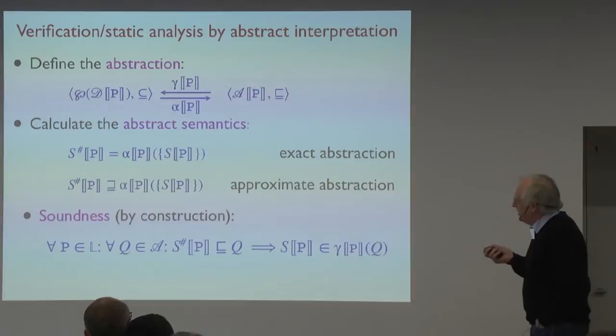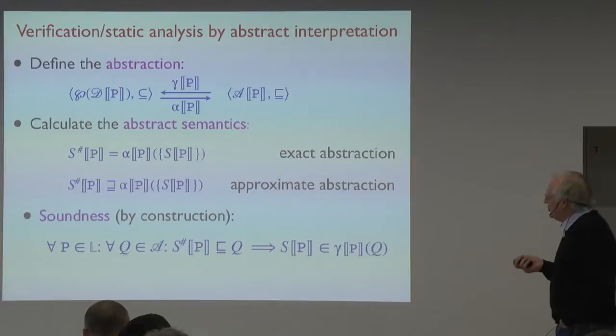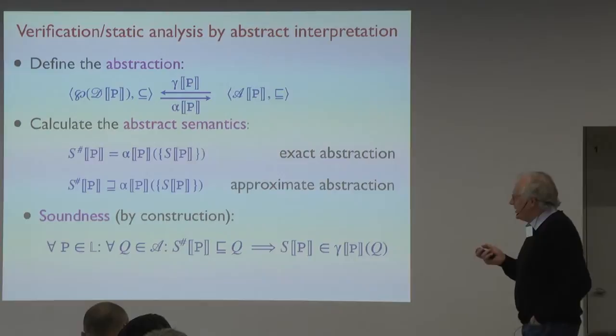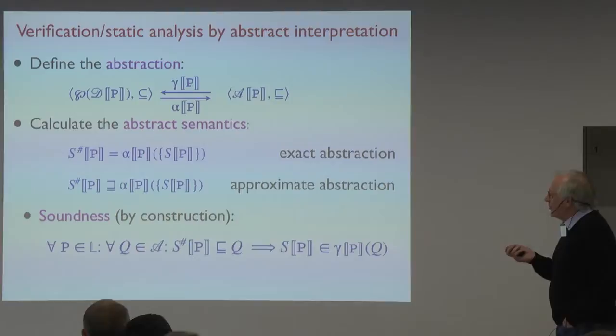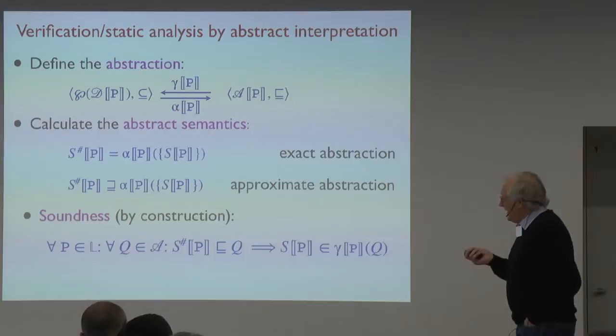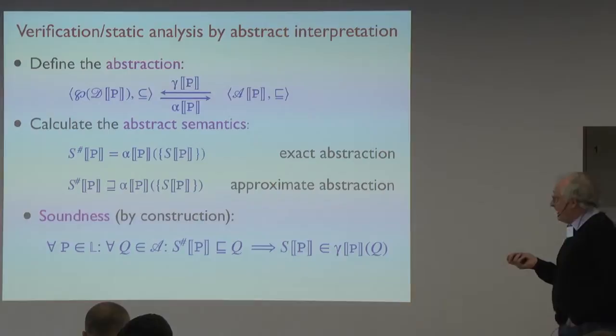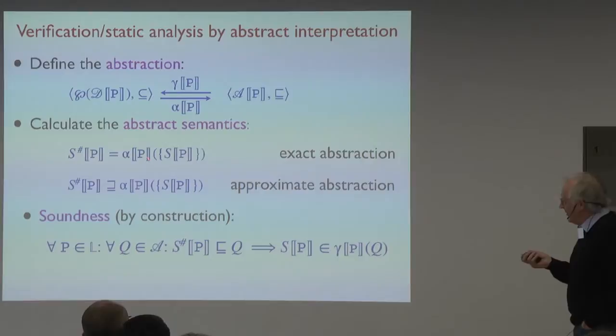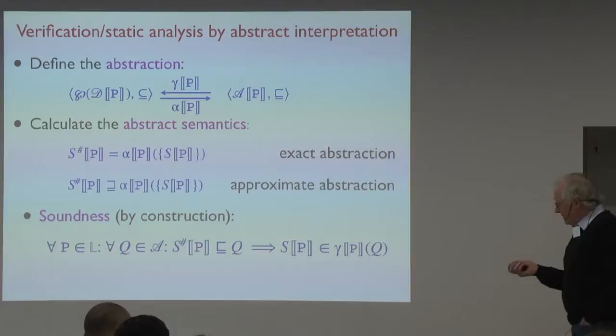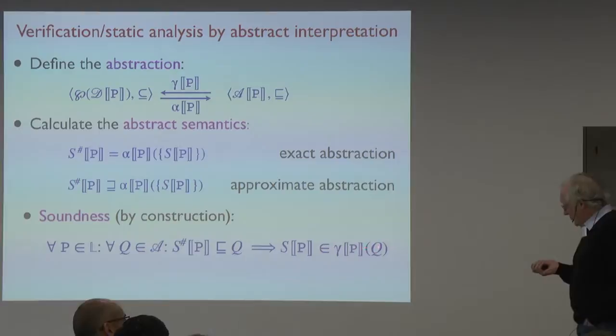In the case where you have a Galois connection between a concrete domain of properties, that is the semantic domain, with implication, and an abstract domain with abstract implication, and a Galois connection between the two. What we do is compute the abstraction of the collecting semantics, which is the strongest property of the semantics of the program. Sometimes we have an exact abstraction, that is, the abstraction of the collecting semantics is exactly the abstract semantics. And sometimes we have an over-approximation, because the abstraction loses information on this inductive argument, and so there is no way to have equality. But in both cases we are sound, that is, if some property over-approximates the abstract semantics, you are sure that the semantics has this property.